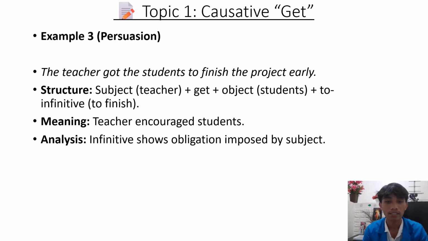Example 3, persuasion. The teacher got the students to finish the project early. In this example, the subject is the teacher, the verb is got, the object is students, the action is expressed with the infinitive to finish. The meaning is that the teacher persuaded or encouraged the students to complete the project. The infinitive shows obligation imposed by the subject.